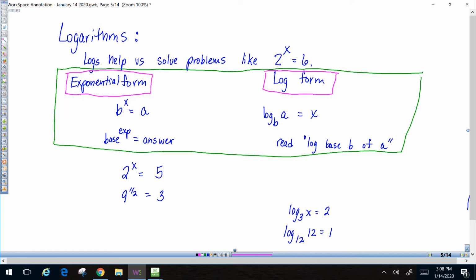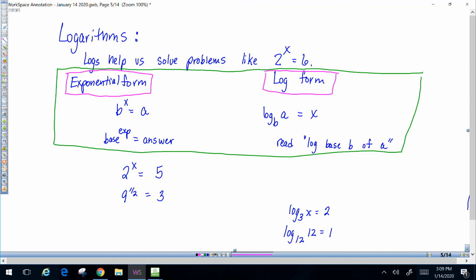All right, now we need logs because we have to have a way to solve things we don't know, like 2 to the x equals 6. I don't know what power to raise 2 to get 6. I know 2 squared is 4. And I know 2 to the third is 8. So 2 and a half? No, try it. Not quite right. So we had to have a way to solve for those things. And it is a logarithm.